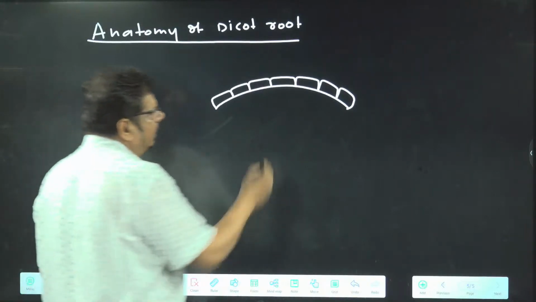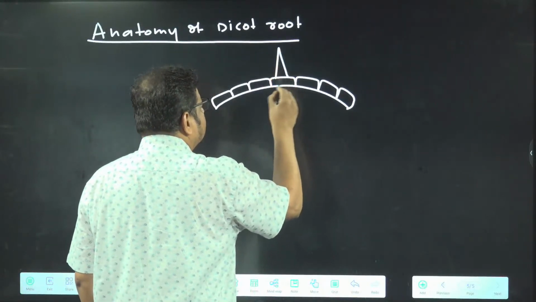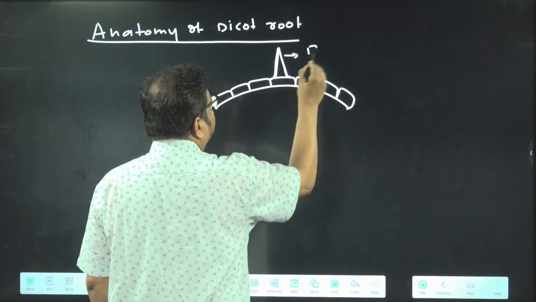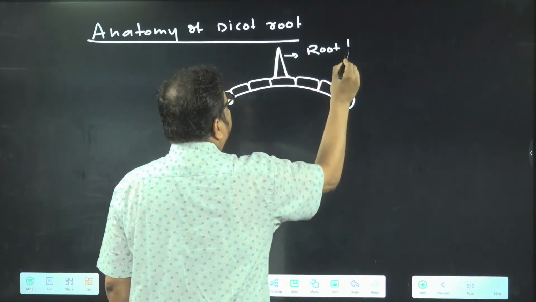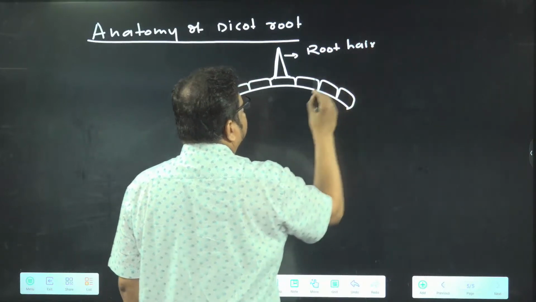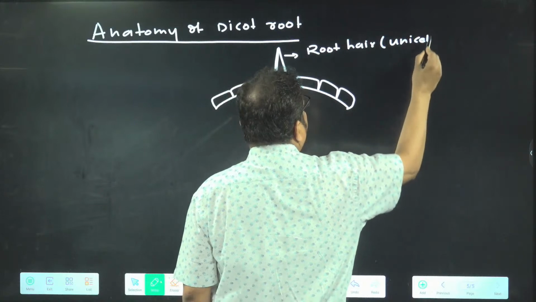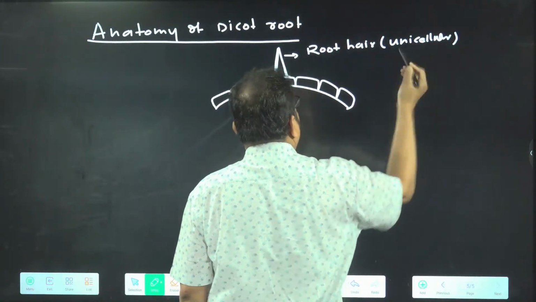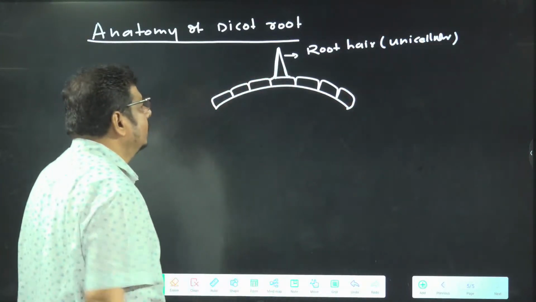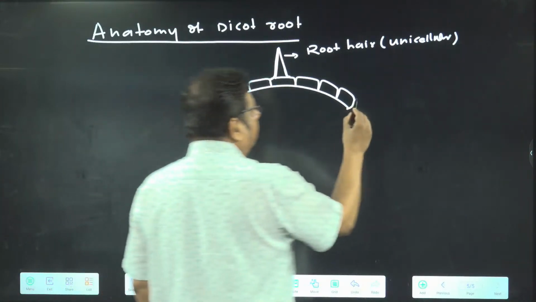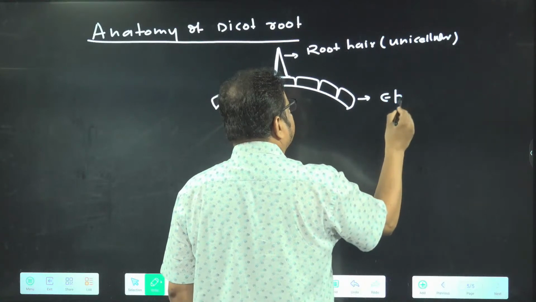So in the epidermis, you find what is present? An epidermal outgrowth, which one is it? Root hair. Root hair, and this root hair is what? You better know, unicellular. The function of root hair you already know: increase surface area for absorption of water and minerals, and it is epiblema.